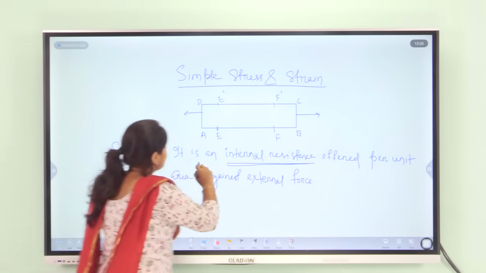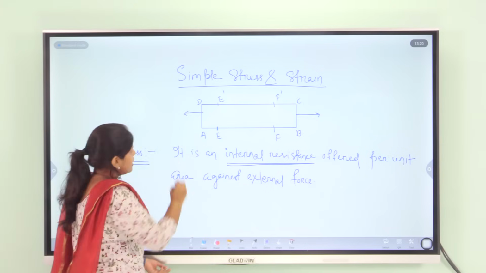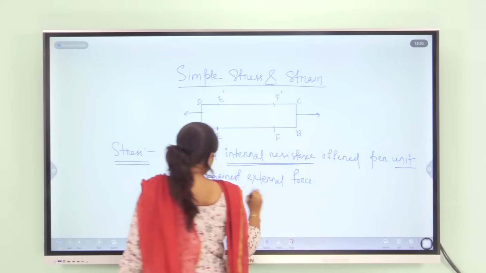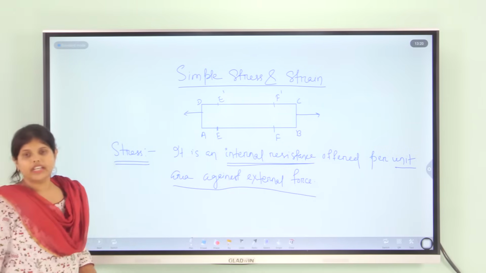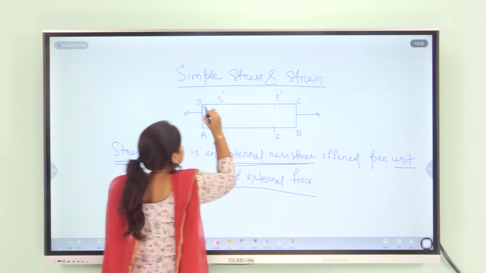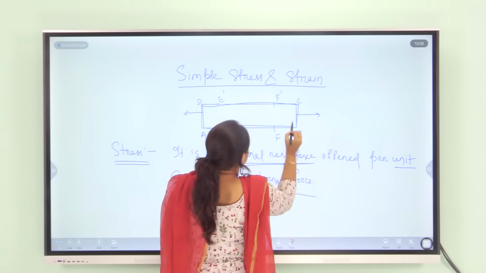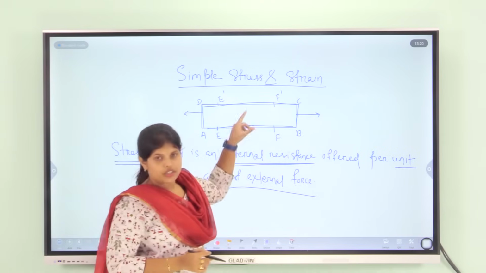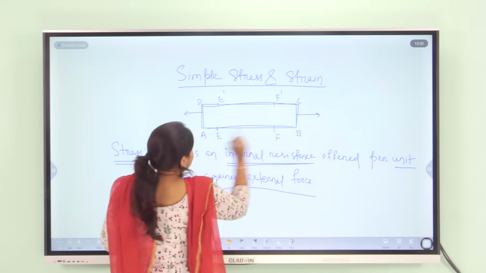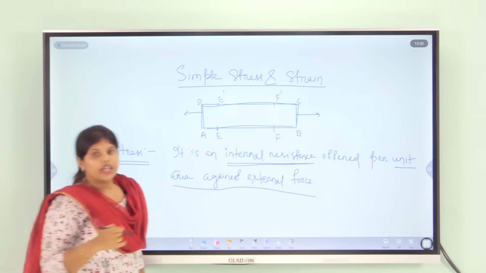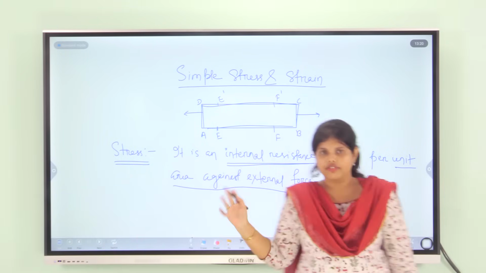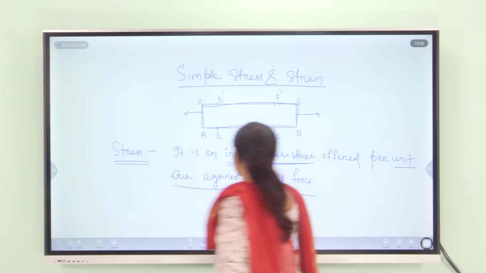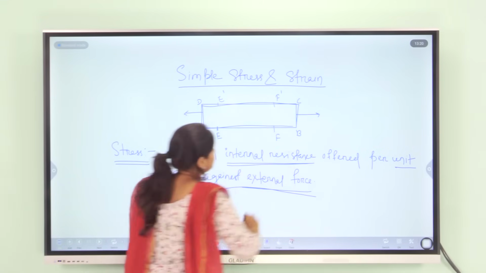Okay. So, what is the definition? It is an internal resistance offered per unit area against external force. Per unit area means, if ABCD is your subject or any particular object, ABCD is your rectangular structure. If the value of length and width is given, we can calculate the area of this structure. Okay. Against external force.